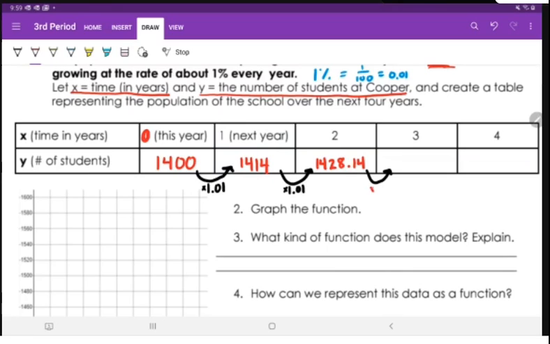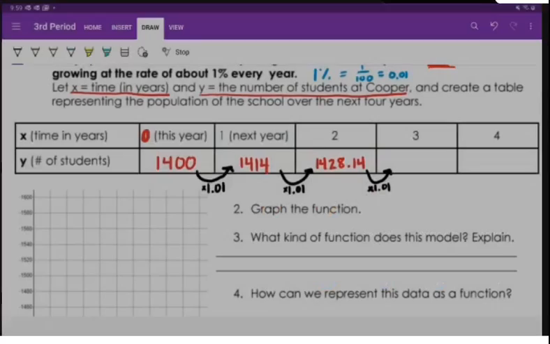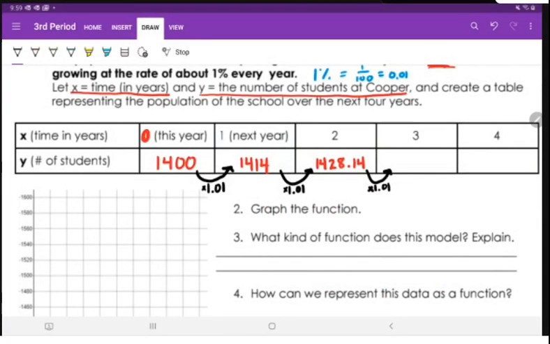To get to the next one, we're going to have to multiply by 1.01. So 1,428.14 times 1.01. That gives us about 1,442.4-ish. And one more time, we're going to multiply by 1.01. And I get about 1,456.8, we'll say.